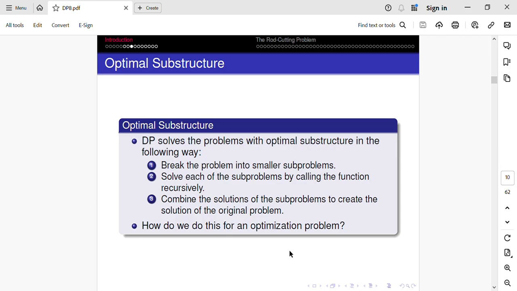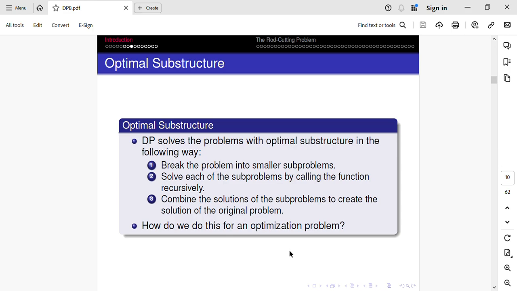The first step is we break the problem into smaller subproblems, and then we solve each of the subproblems by calling the function recursively. The third step is we combine the solutions of the subproblems to create the solution of the original problem. And in the case of an optimization problem, how do we do that in the third step? There can be many possible choices for breaking the original problem into smaller subproblems.